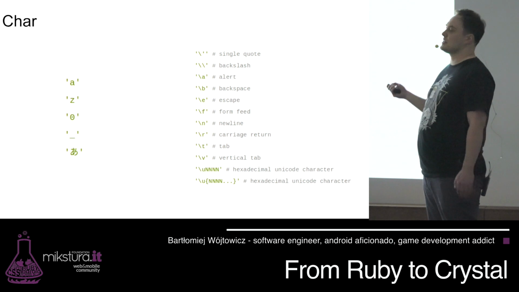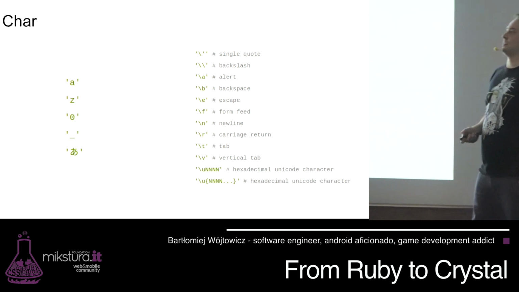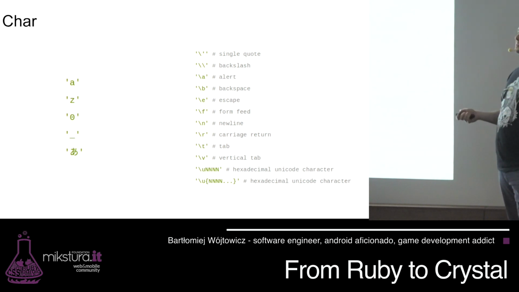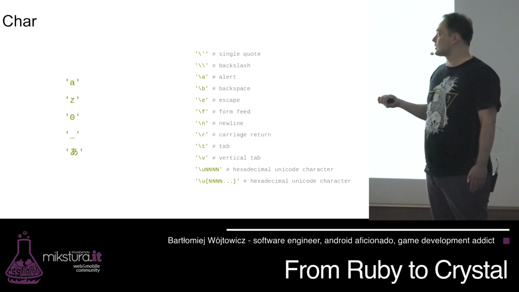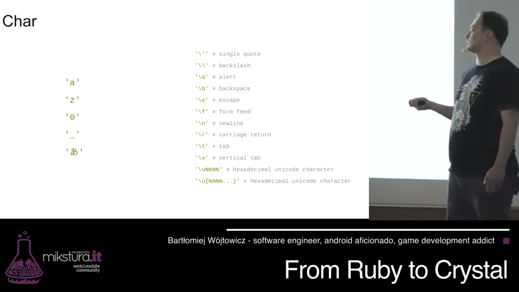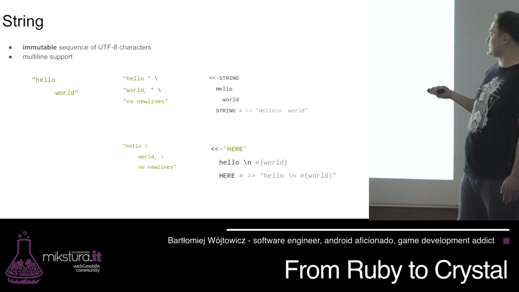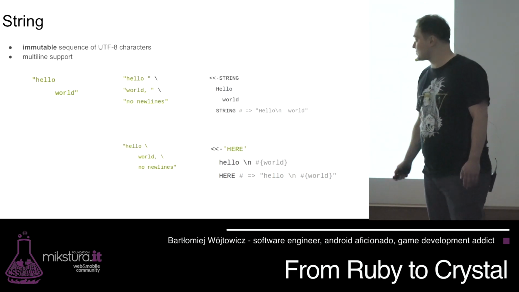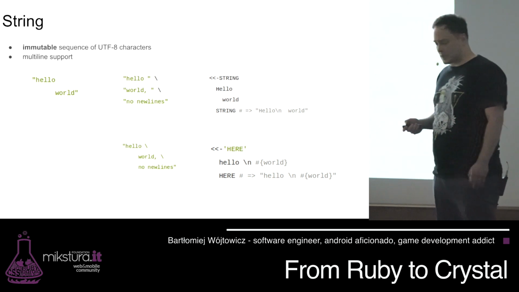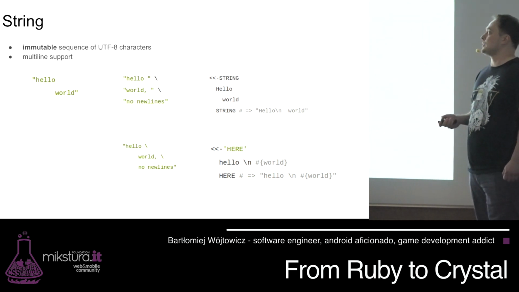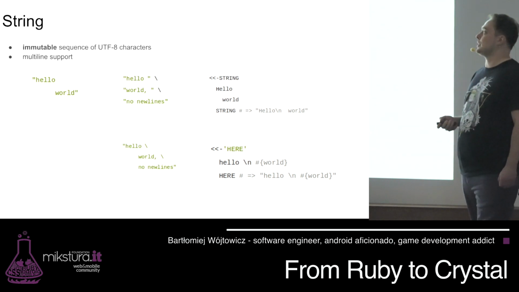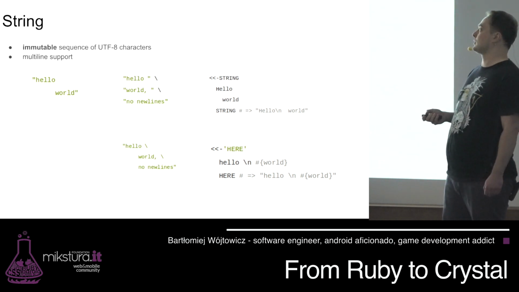Okay, character. So again, in Ruby, we don't have a character representation because it's just a string. Here, single quote means that this is a character, and you need to remember that. So a string can only be defined with double quotes. Okay, and this is another difference, that in Ruby, strings are mutable by default. In Crystal, they are not.